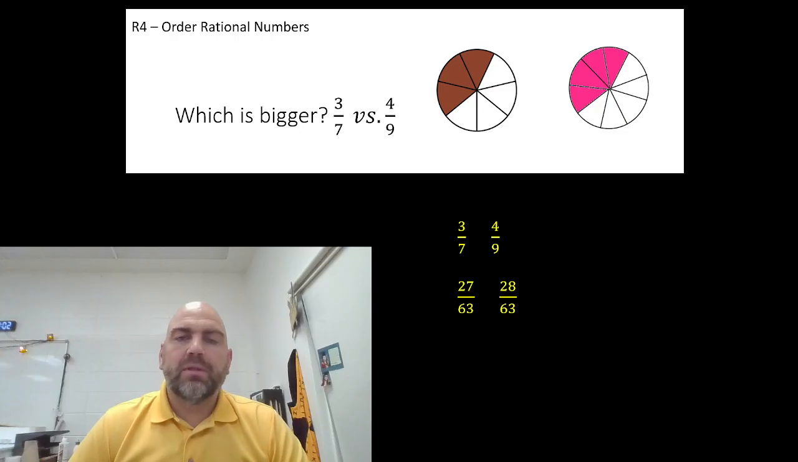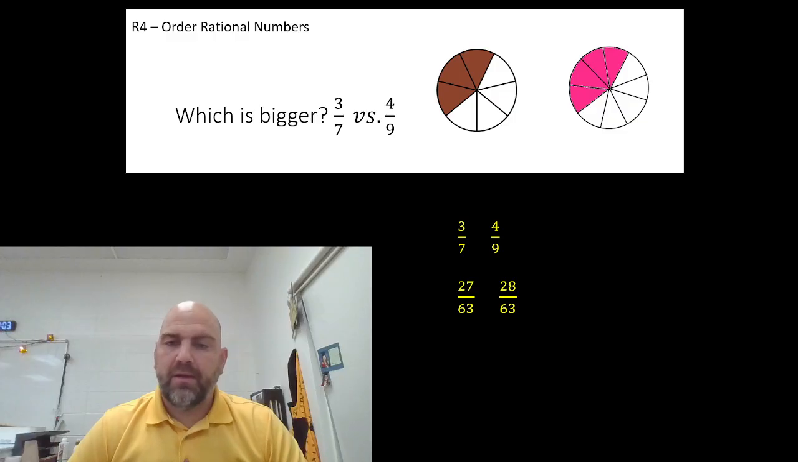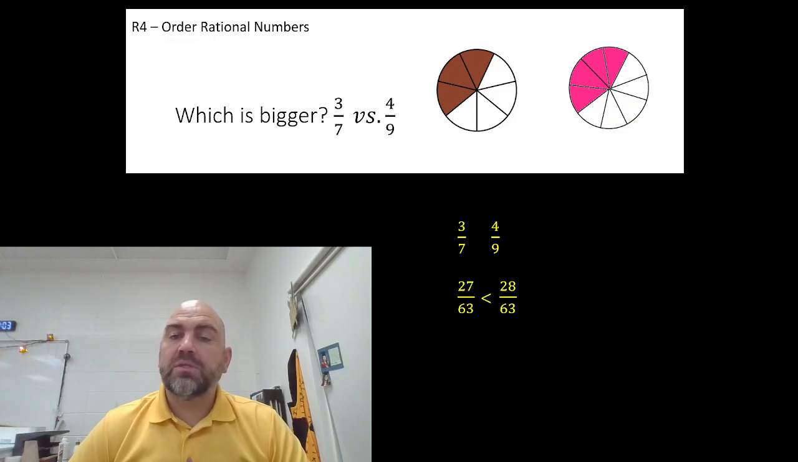This is why it's important that we make a common denominator, because it could have gone the other way, and now we did make a mistake based on what we thought or on the drawing that we had. 28 is definitely bigger, and so this can help us to figure out what is the bigger fraction or the bigger value, and again, do that with a common denominator.